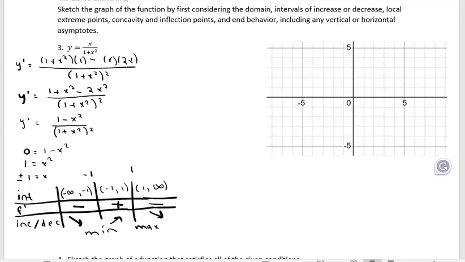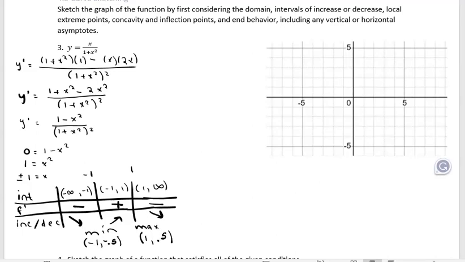So we need to figure out the other half of our coordinate. So when we have -1, we need the y value, and when we have 1, we need the y value. So if we take -1 and put it back into our original equation, it looks like it's going to be -1 over 2. So that will be -1/2. And if we take 1 and put it back into our original equation, it looks like it would be 1 over 2, so half, so 0.5.